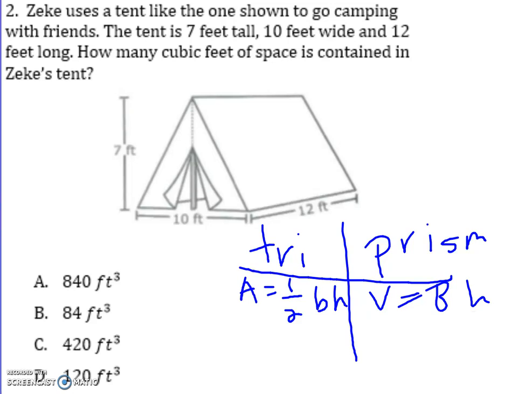So the triangle is 1/2 times 10 times 7. Okay, we're going to simplify the diagonal. 2 divided by 2 is 1. 10 divided by 2 is 5. 5 times 7 is 35. Okay, so then we're going to say 35 times 12.